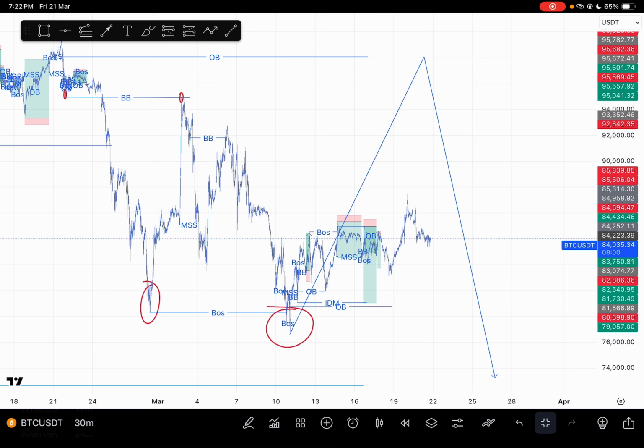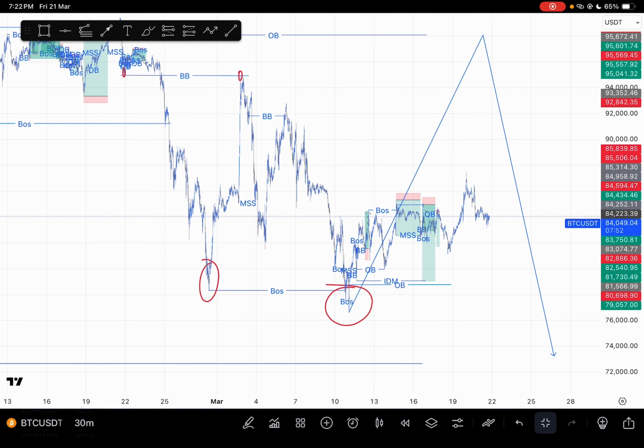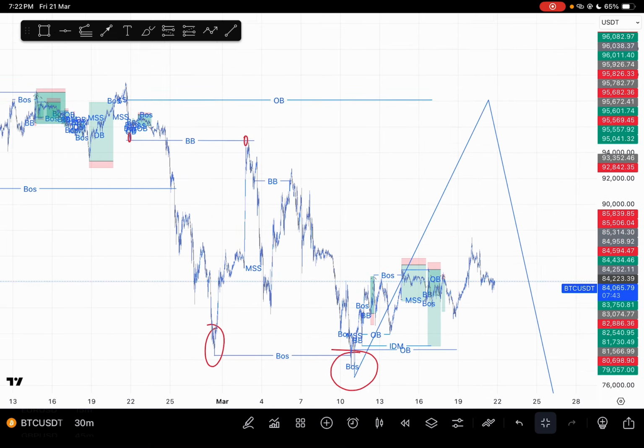So always wait for price to follow your trading pattern before you decide to take any entries. It's just like that. So that's how you can always get your directional bias. Follow the trend and look for areas where price creates breakout structures or market structure shift.